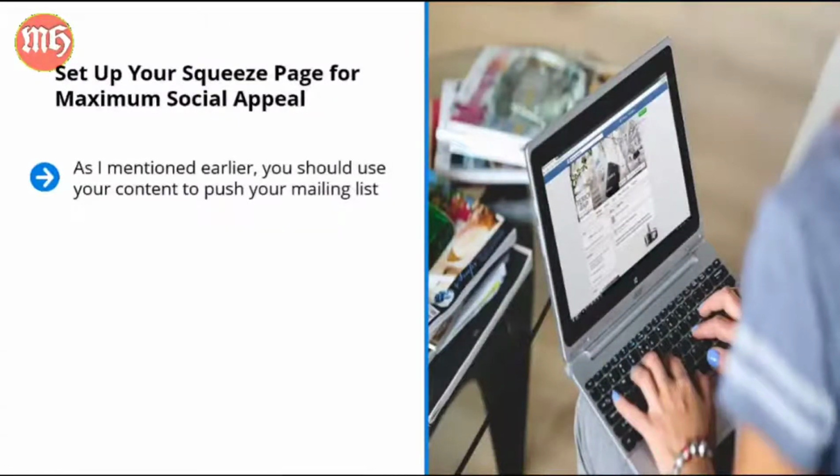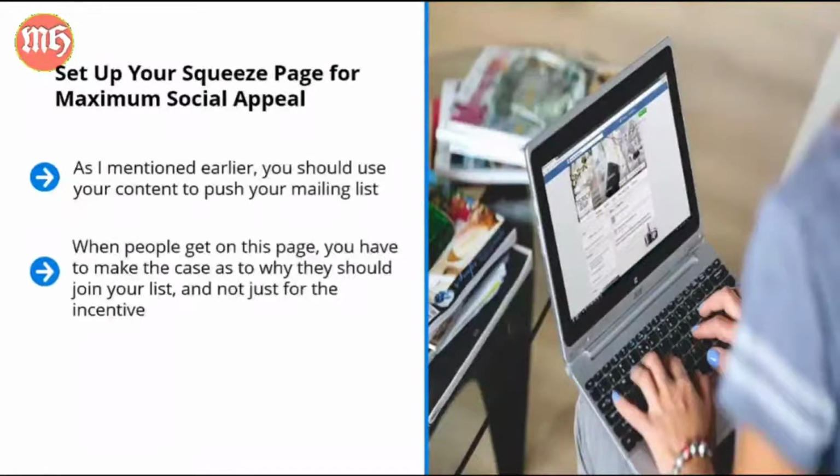But this doesn't mean that you can get away with badly designed squeeze pages. It's not going to cut it. Your squeeze page must be well designed. After all, this page is a specialized recruitment page. When people get on this page, you have to make the case as to why they should join your list, and not just for the incentive.